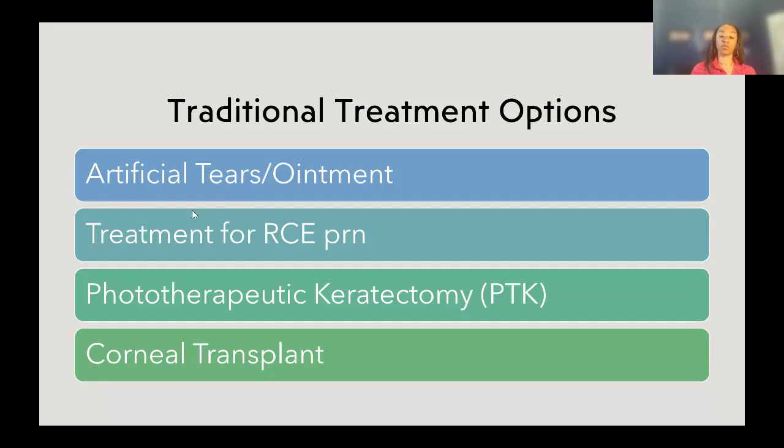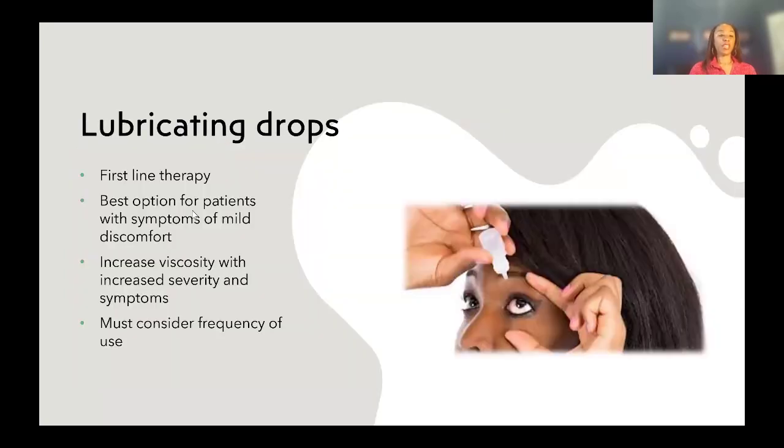So traditional treatment options for these patients: artificial tears, treatment for RCE if they needed, PTK, phototherapeutic keratectomy, or a corneal transplant. Lubricating drops are first-line therapy when patients have a foreign body sensation. This particular patient was not in any pain. He wasn't even in any discomfort. But there are patients that do have that foreign body sensation. Lubricating drops are certainly appropriate. You might want to prescribe a preservative-free drop if they're using them very frequently, and potentially an ointment at night.